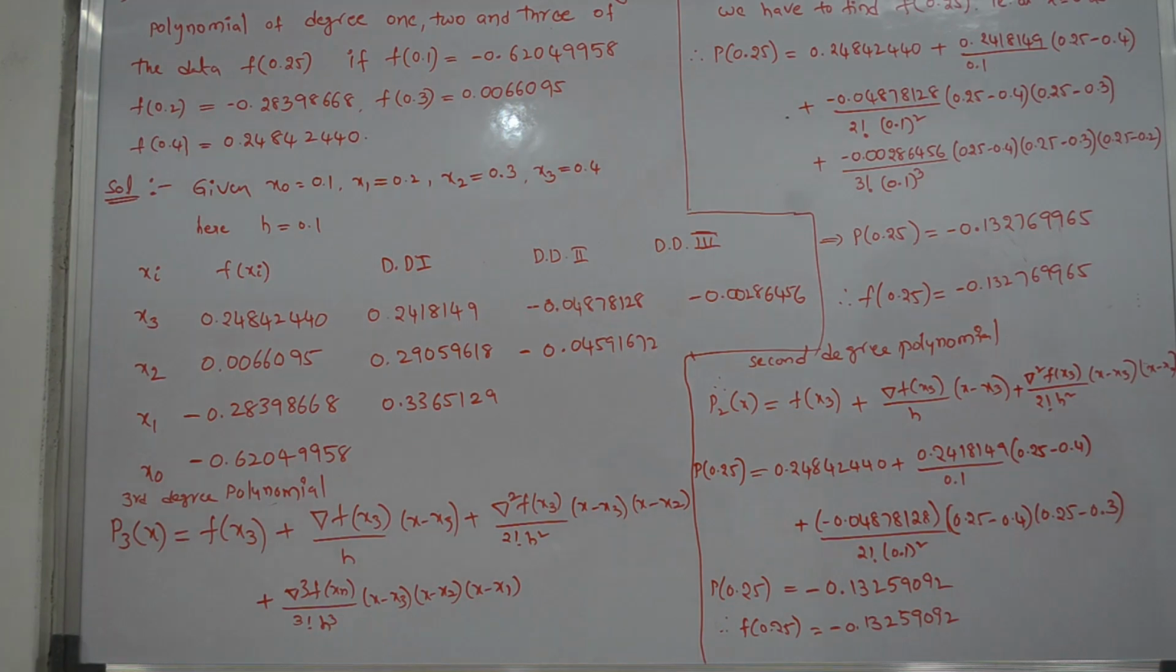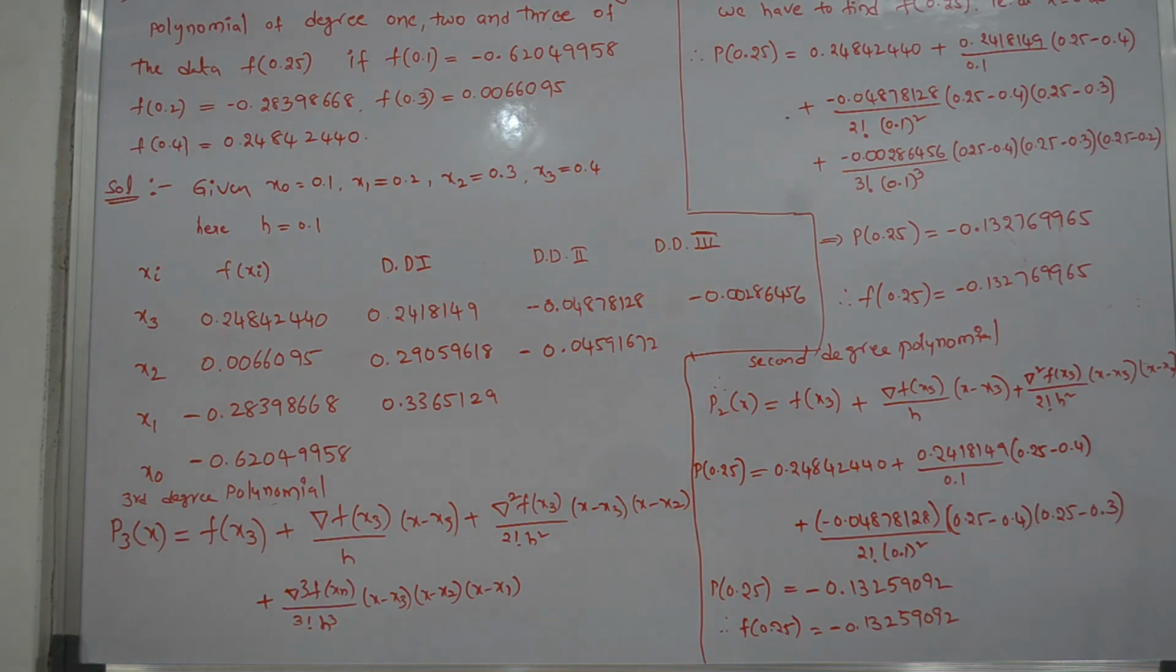So now that we know the Newton backward difference formula, let us do a problem on it. First problem: use Newton backward difference formula to construct an interpolating polynomial of degree 1, 2 and 3 of the data, and find f of 0.25.